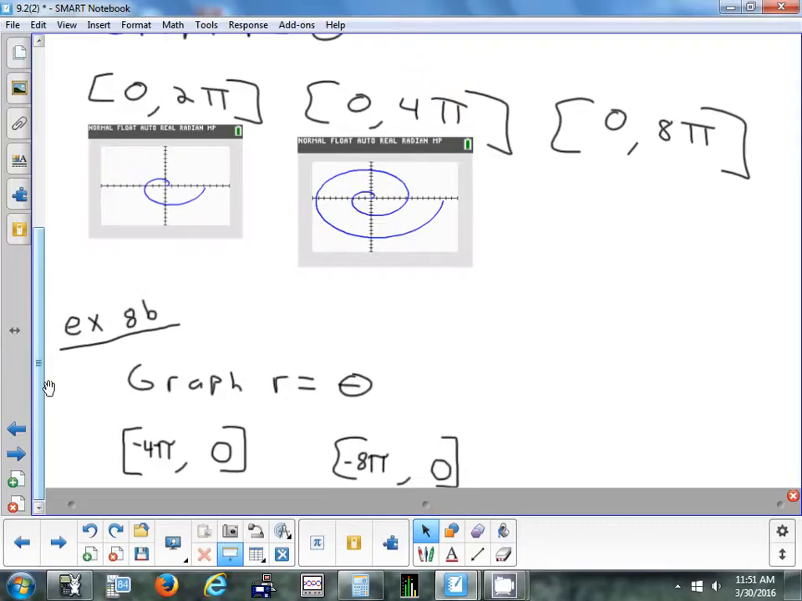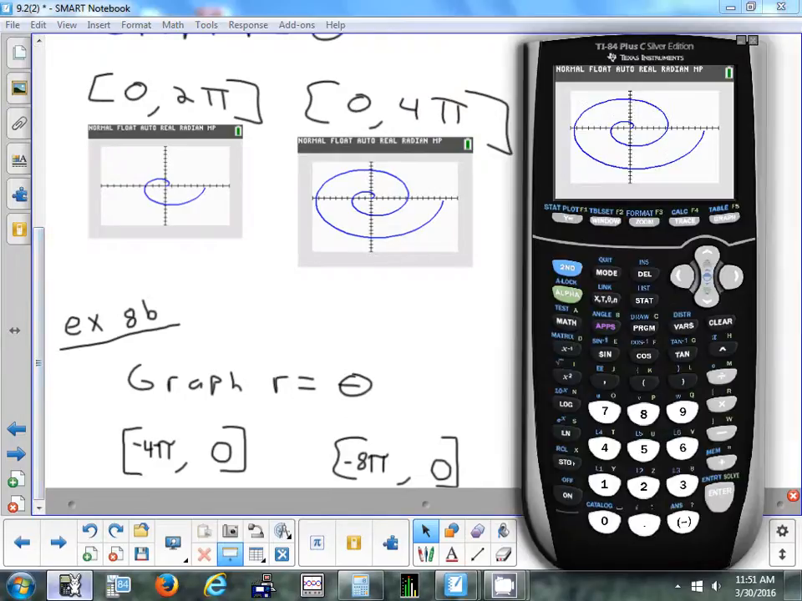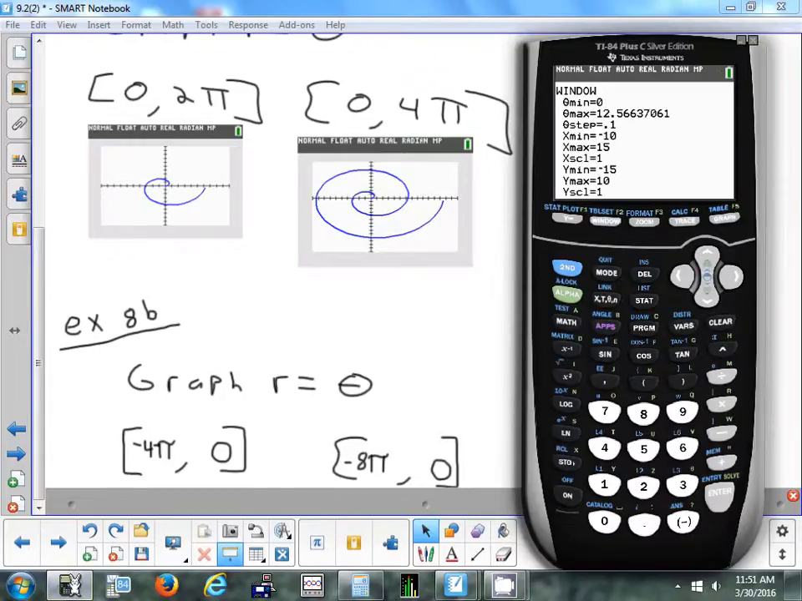As we drew it, did anybody note the direction it was spiraling in? It was spiraling counterclockwise. Well, we can see. Let's see if it changes the direction, or maybe it does a mirror image. Let's try it. So negative 4 pi to 0. We have to watch it as it goes to see if the direction changes.